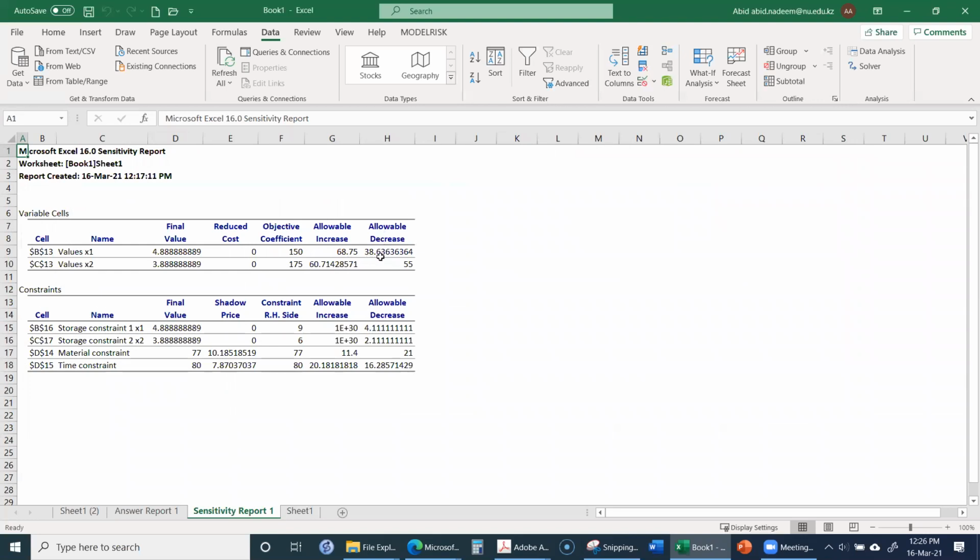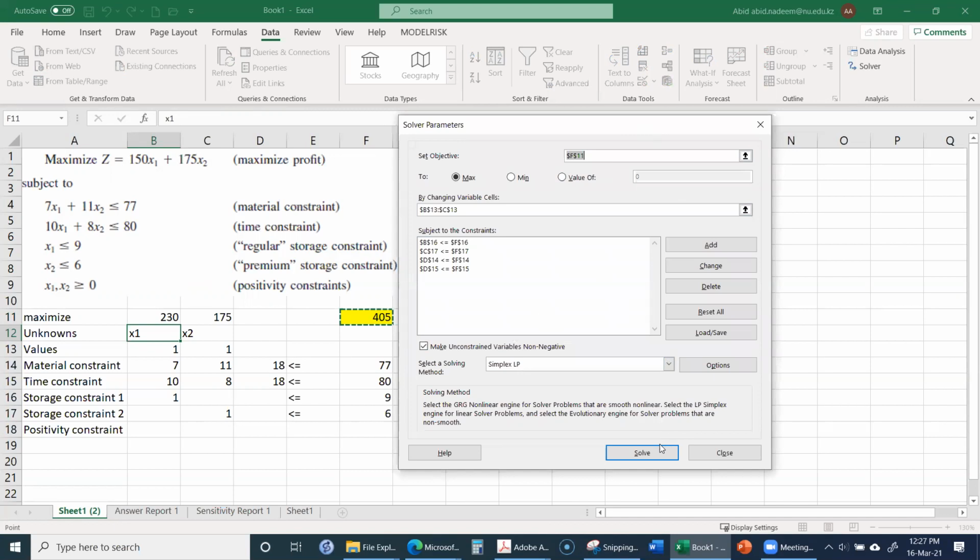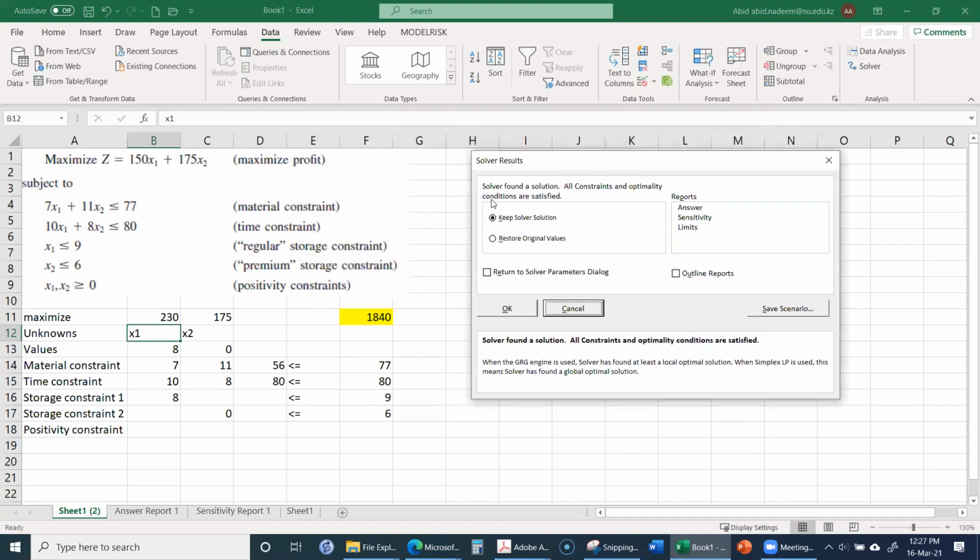Similarly for the allowable decrease. Now it says that I can increase up to 68.75. So how about I increase 150 by, say, 80? 150 plus 80 is 230. So instead of 200, I take 230, and then let's see what the answers are. I think this time the answer should change because it is more than the allowable increase. So I will solve it. Here you can see that the solution has been optimally achieved, but in this case the answers are not the same: 8 and 0. And one of the material constraints has also not been fully utilized.